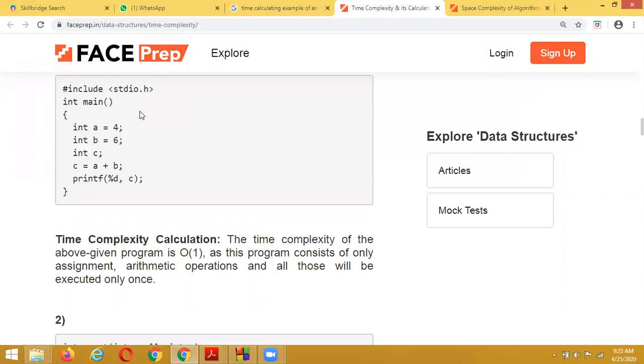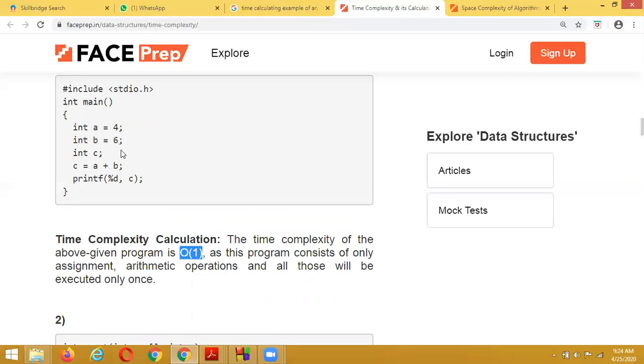Suppose we have a program where the output statement is going to be executed only one time. How do we represent the time complexity for this program? We indicate it as O of 1. Why? Because the statement is executed only one time. That's why we indicate it as O of 1.